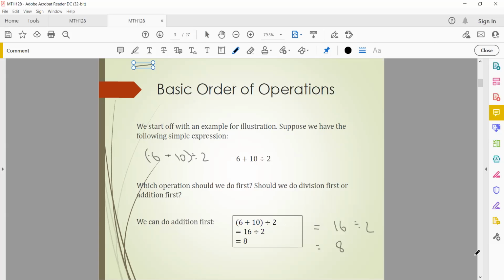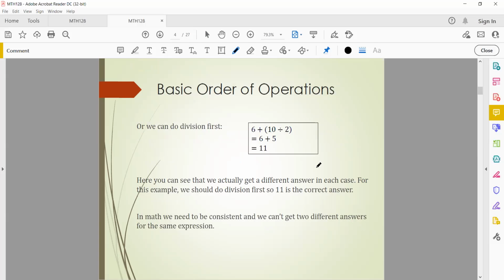On the other hand, if you did the division part of the expression first, you would indeed get a different answer. So here's our expression, 6 plus 10 divided by 2. And let's do this part first. So then you would get 6 plus 5 equals 11. And in the previous case, we got 8. So yes, in this case, whether you do the addition or division first, it makes a difference, and the answer does depend on it. So I guess at one point in history, a bunch of mathematicians got together and decided what is the proper order of operations that we use.